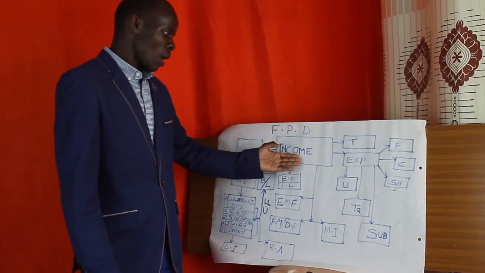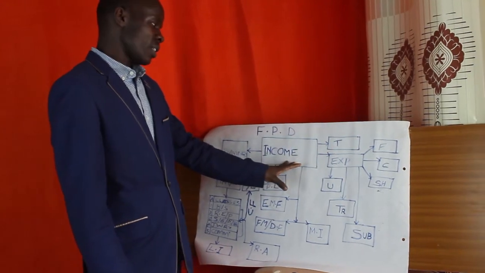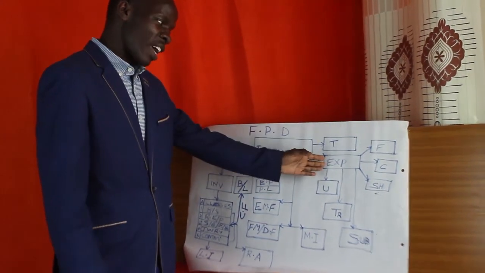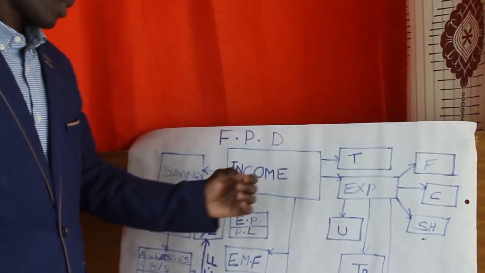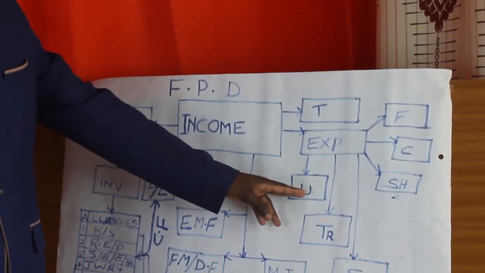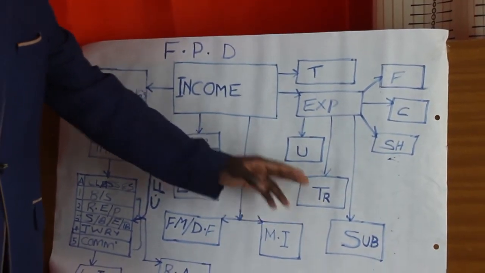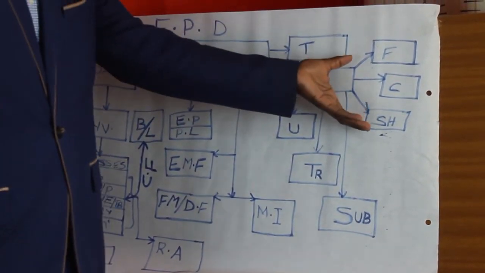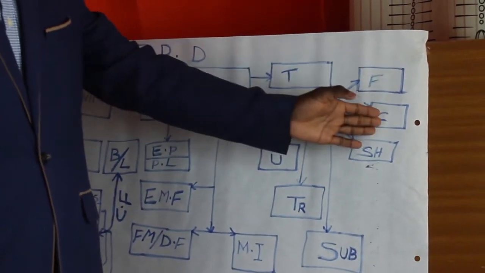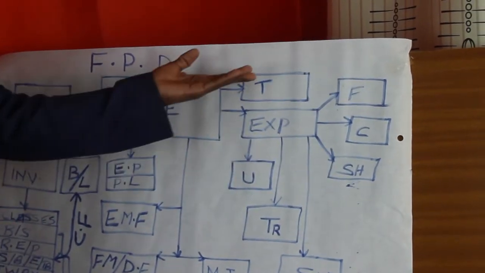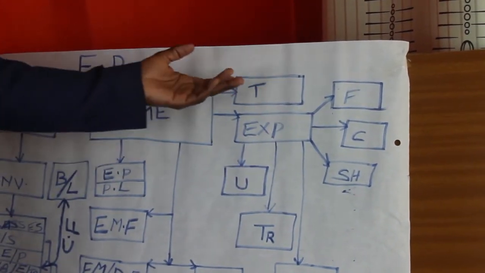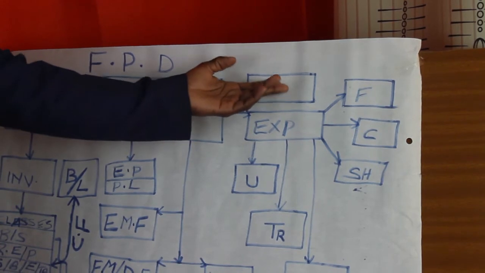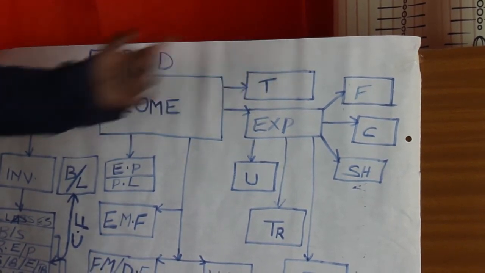So here we have our income, which is 100%, and our expenses will take 50%. That is, we have our utilities, our transport, our subscriptions, but the main thing here is our food, clothing, and shelter. However, on top of this, we also remember to give to God what belongs to God, so that is tithe.